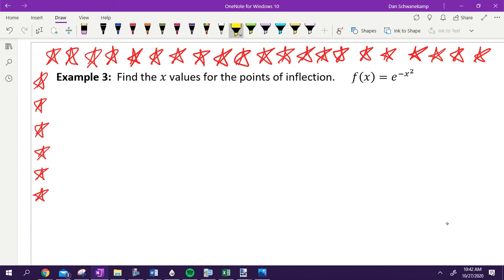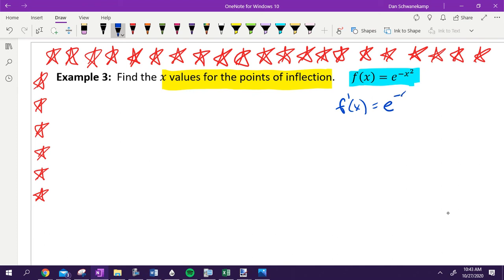Find the x values for the points of inflection given this f of x. So I've got f of x. It is my job to find a point of inflection. What do I need to do to find a point of inflection given f of x? I need to take a derivative. Let's find f prime of x. What's the derivative of e? The derivative of e is what you see, times the derivative of the exponent, the derivative of negative x squared, so it's negative 2x. Great, I found the first derivative. Now what?